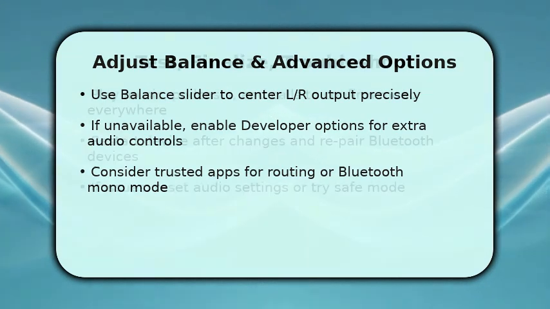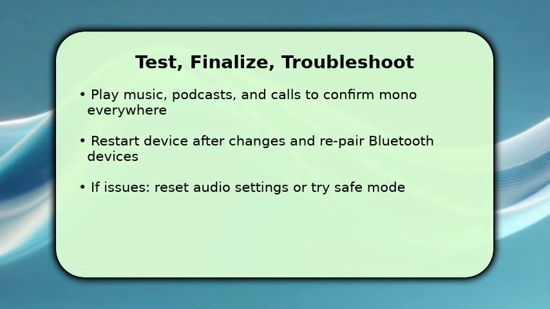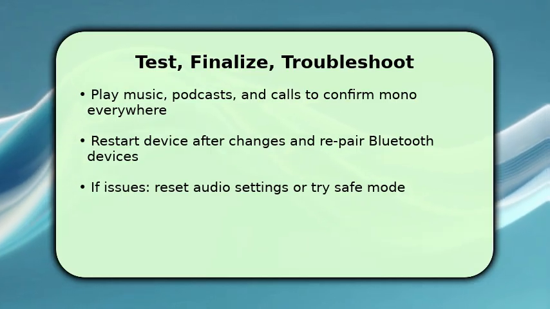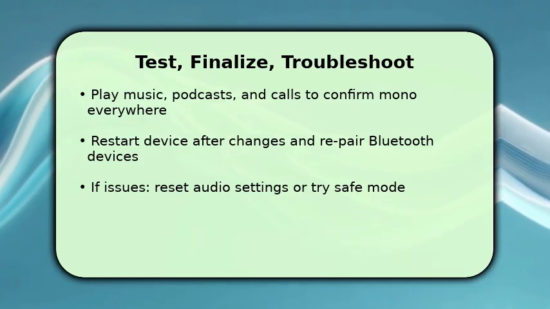Now verify mono applies across apps. Play music, a podcast, and make a call to confirm the same audio in each ear. Restart your phone and re-pair any Bluetooth devices to ensure the setting persists.